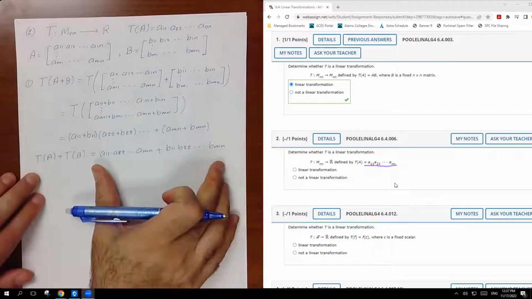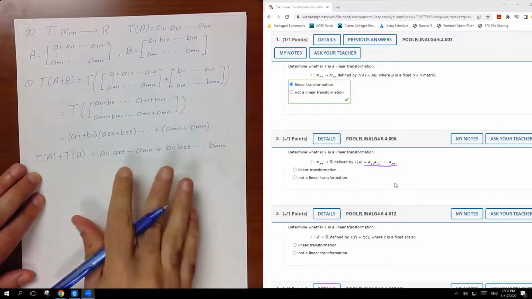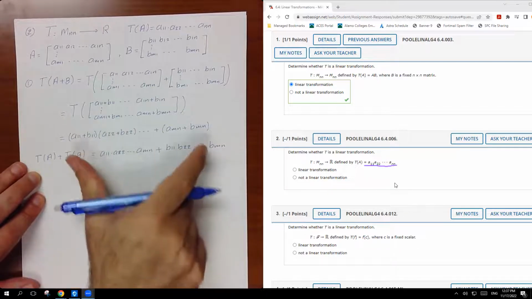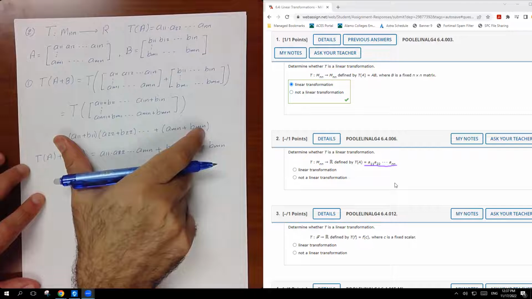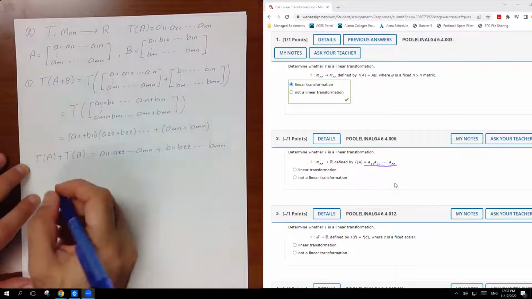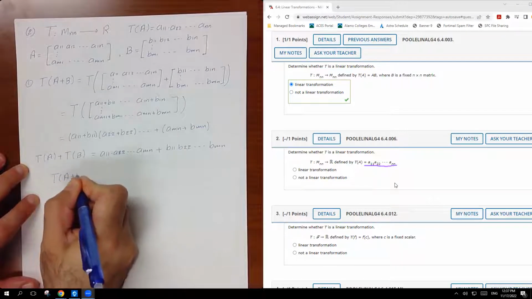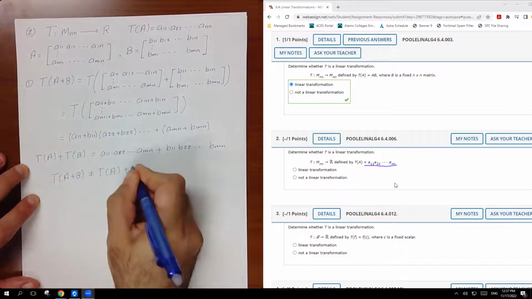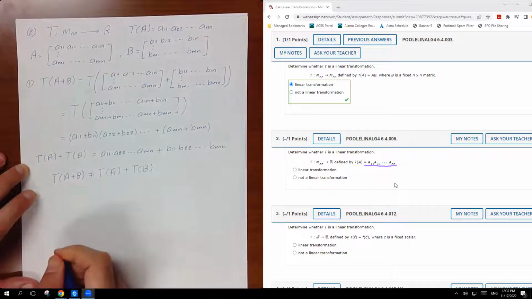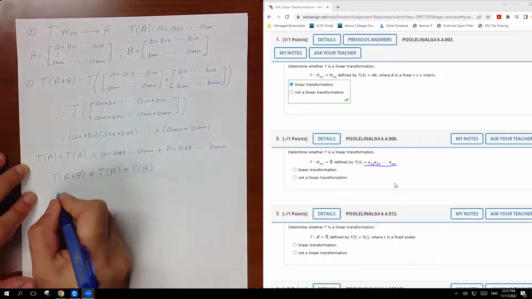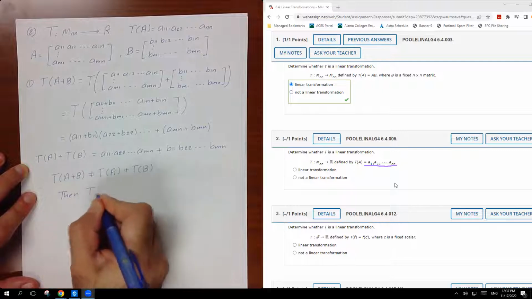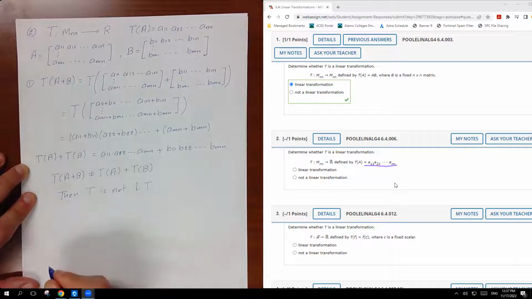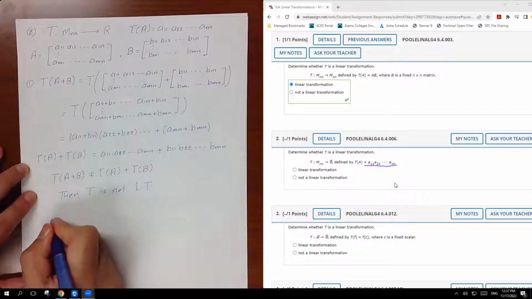You can't add these because this is a number plus a number. But if you check the first part, it's going to be A11 plus B11. That means the transformation of A plus B is not equal to T of A plus T of B. In this case, T is not a linear transformation.